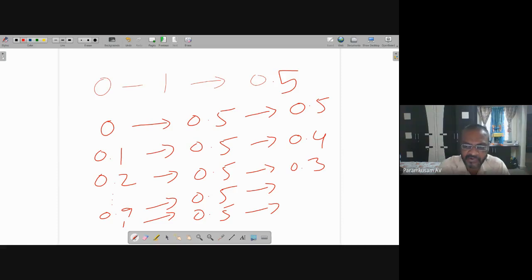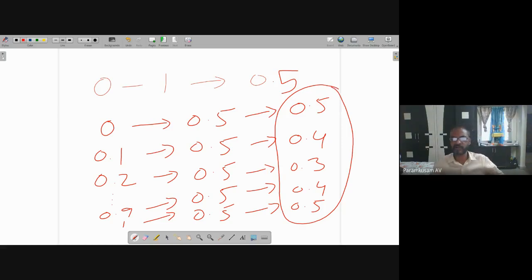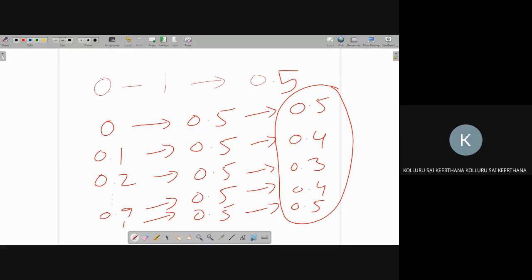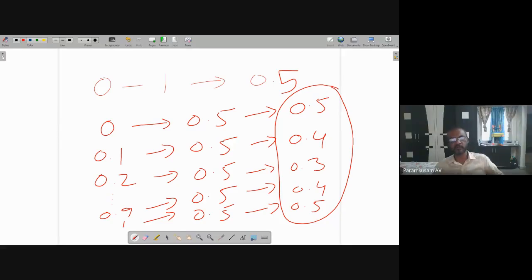Similarly, when it is 0.9 volts, what is the error? 0.4 volts. And when 1 volt is given, what is the error? 0.5 volts. So, what is the maximum error that occurs? 0.5 volts.